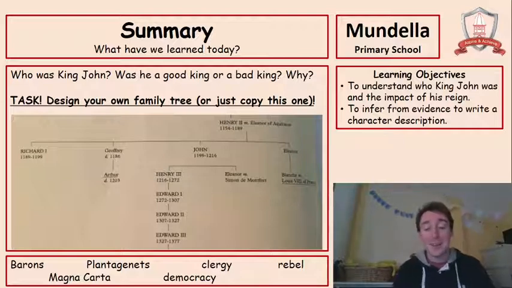Right. Well done again, guys. Another great day. We've learned all about King John, and tomorrow we'll find out what he did with Magna Carta and the freedom of the people.